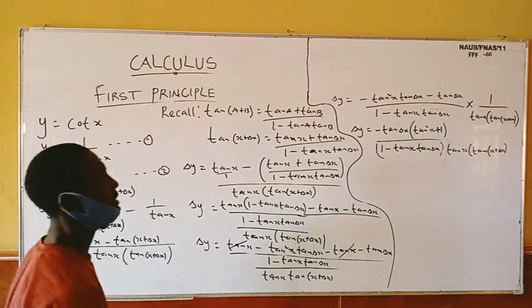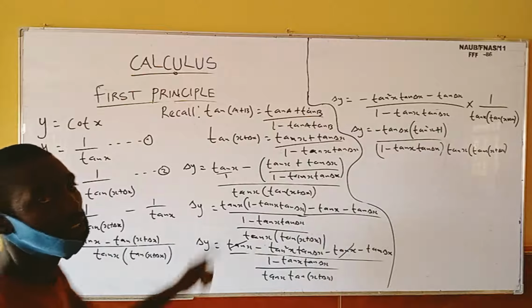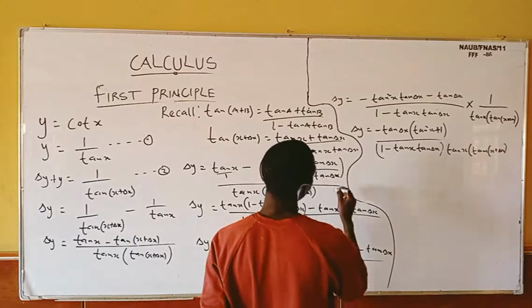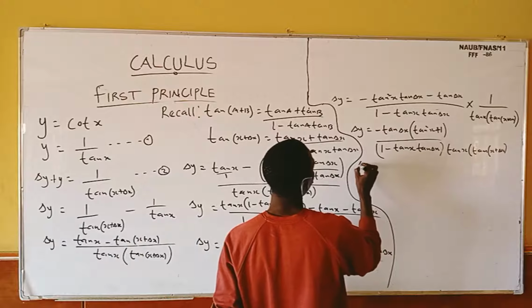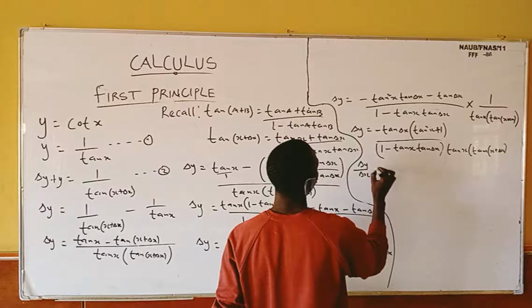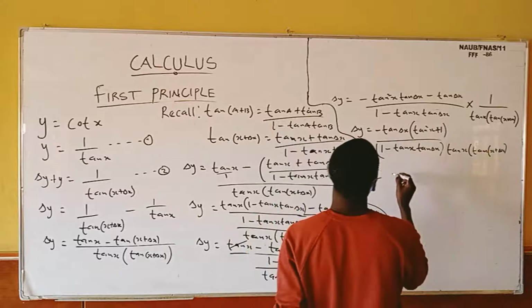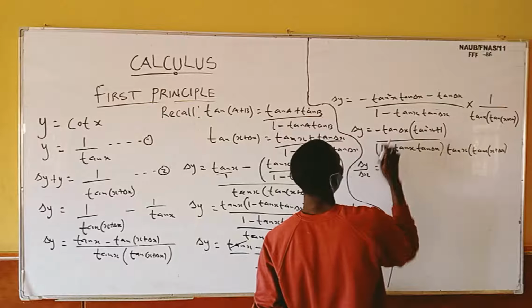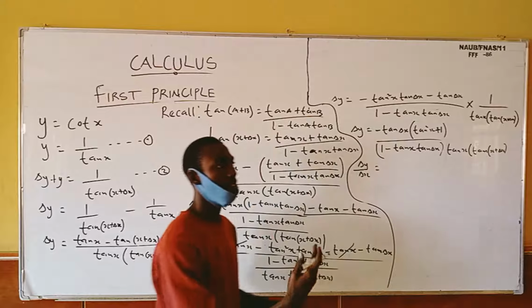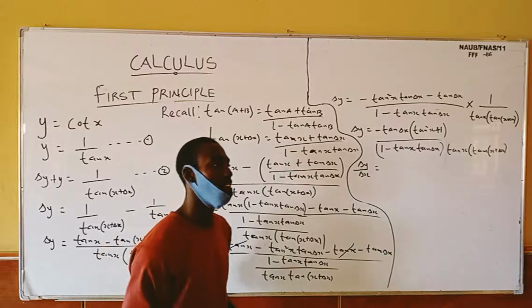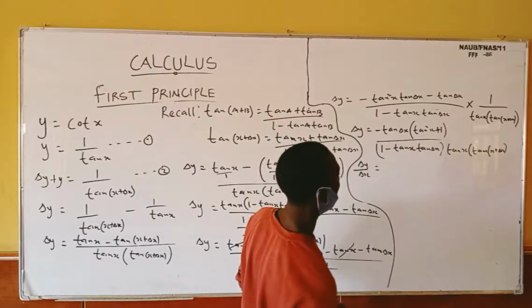So now the next thing is to divide through by change in s. If I divide through by change in s, I'll be left with change in y over change in s, which will be equal to, I'm having tan change in s here, and I know that the limit as change in s approaches 0 of tan change in s over change in s is nothing but 1.